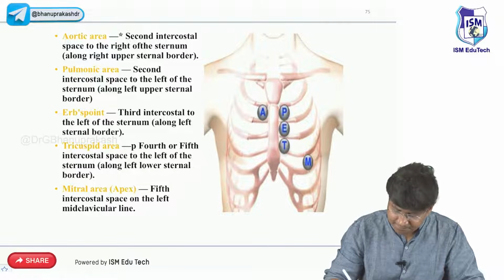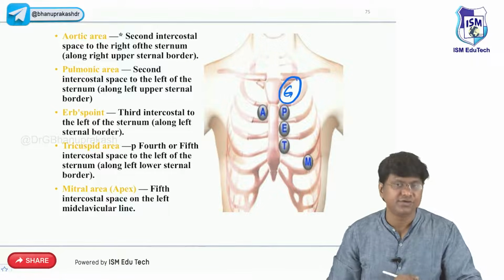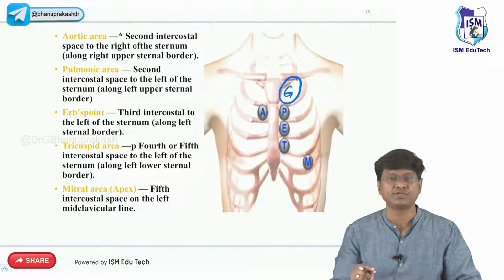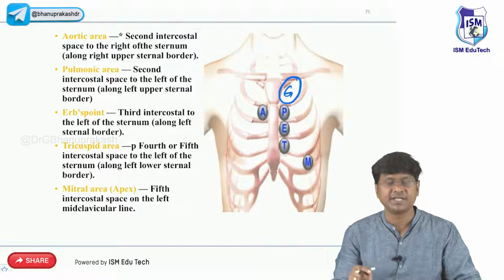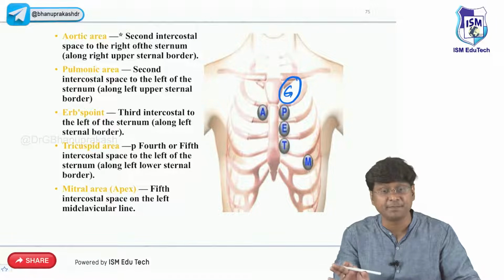Next is Gibson's area. Where exactly is your Gibson's area? That is in the first left intercostal space in the parasternal line, and in Gibson's area you will listen to Gibson's murmur, which is nothing but your PDA murmur.